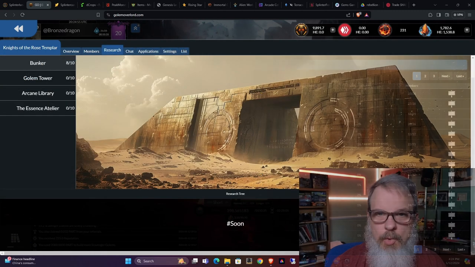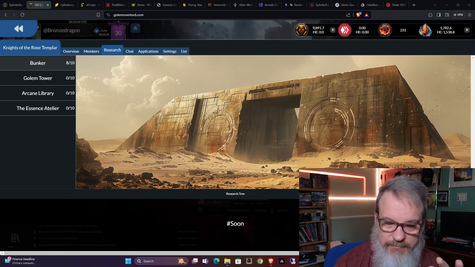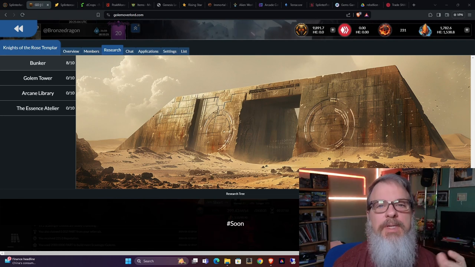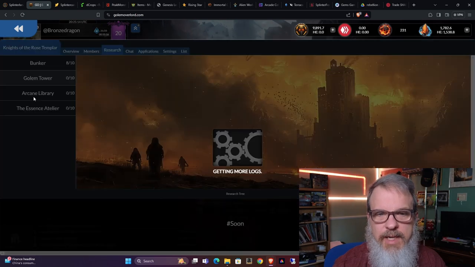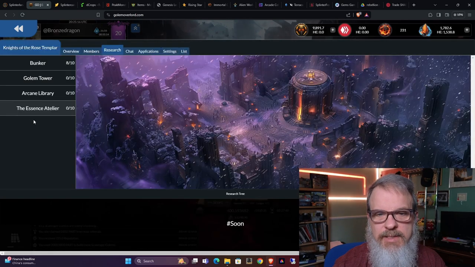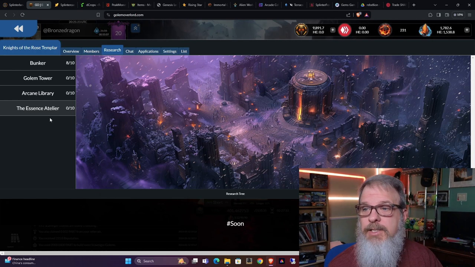So while we're on the guild tab, I wanted to take a look at a newer thing that falls under the stuff to happen in the future. It's the research tab, and you can see that the bunker, we are on level 8 of 10, but there's some other items, Golem Tower, Arcane Library, and the Essence Atelier. I haven't heard any details on those, but it's showing that he's thinking ahead, and those are newer things to be added to the game.